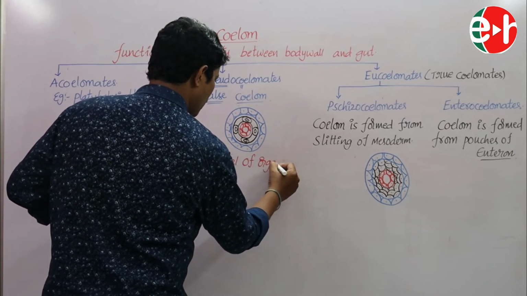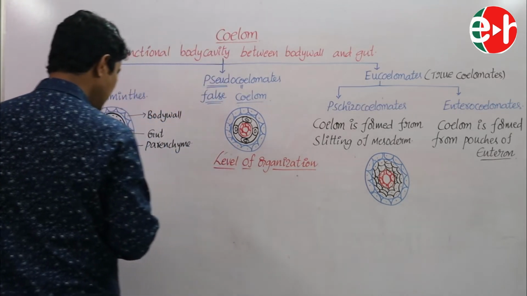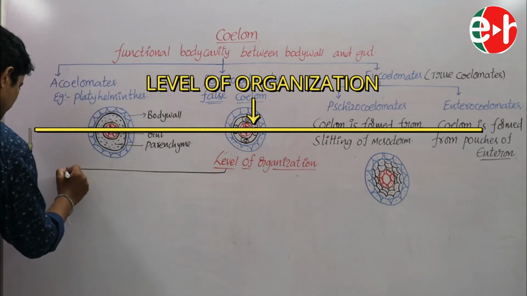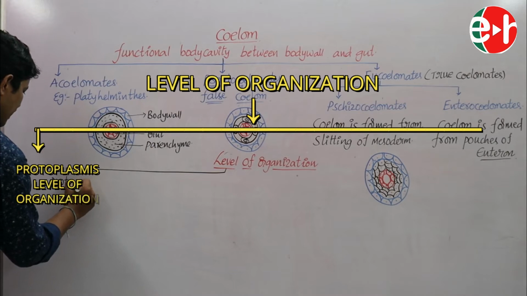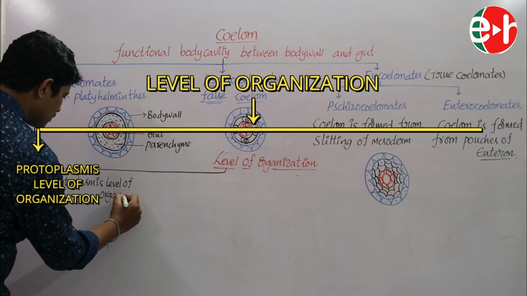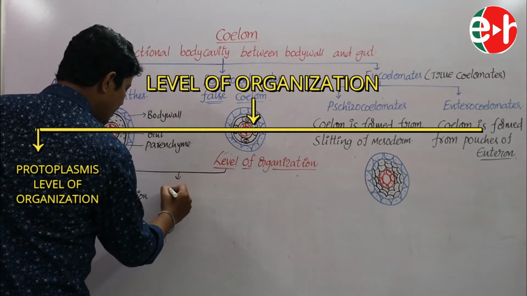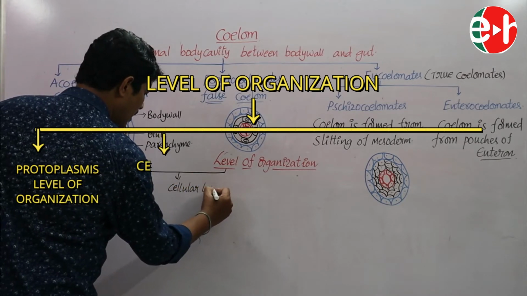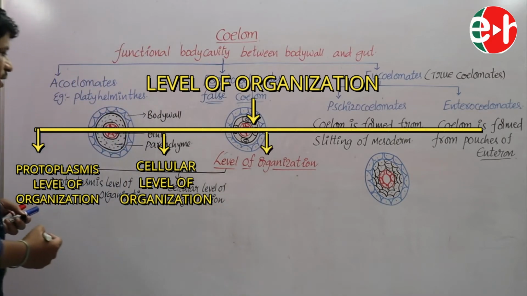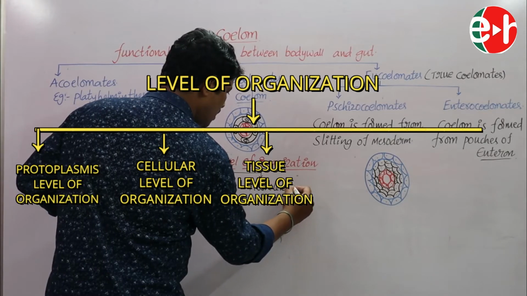Level of organization. The level of organization is divided into types. The first one is the protoplasmic level of organization, the second one is the cellular level of organization, and the third one is the tissue level of organization.